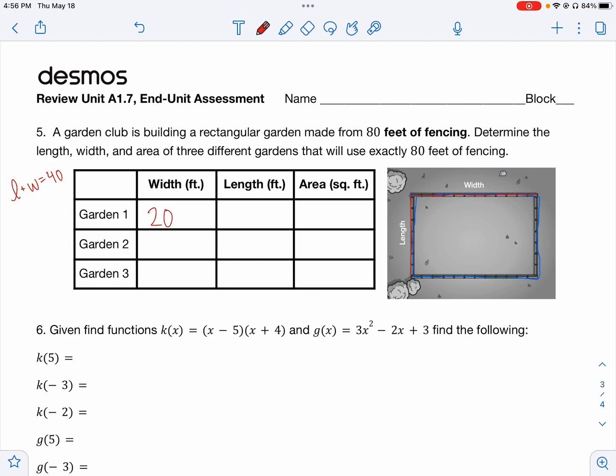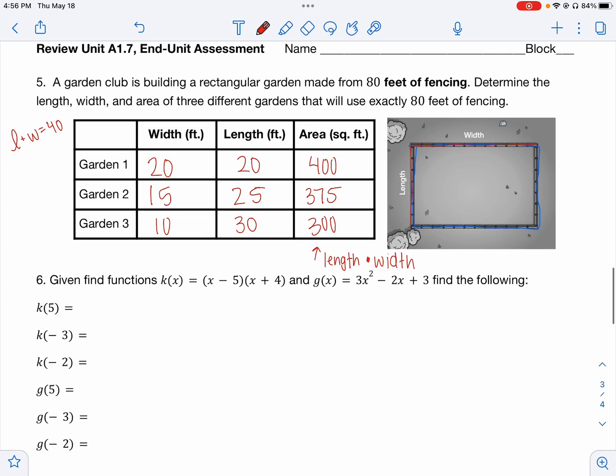So right off the bat, we can do 20 and 20. We also can do 15 and 25. And we could do 10 and 30. And there are lots of options you could do. The area, we find that by doing length times width. So 20 times 20 is 400. 15 times 25 is 375 and 300. And if you need to pause this so that you can do that first, do that.